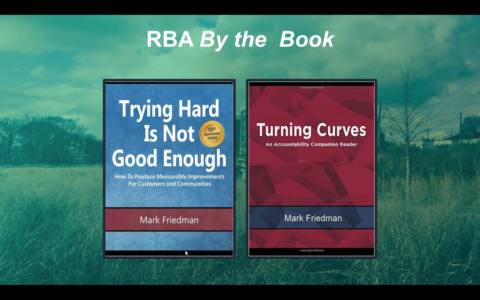The origins of results-based accountability started with Mark Friedman and his book, Trying Hard is Not Good Enough, and its companion reader, Turning Curves. I personally recommend reading both to gain some really great insight as you drill down into these important and very interesting books.